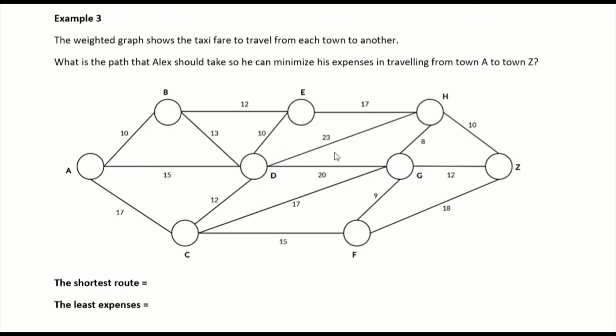So which town it actually passes through doesn't matter, as long as I can find out the route that gives me the minimum expenses. So you must understand what the question wants, then you can understand what you need to apply. All right, I hope that clarifies.